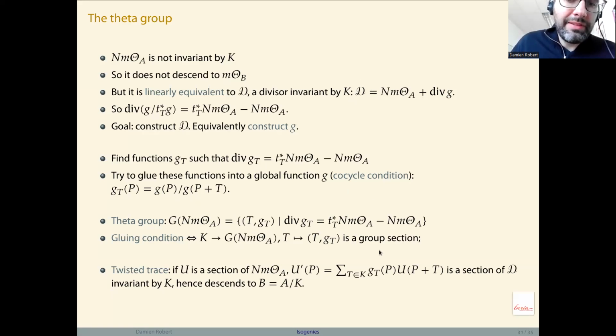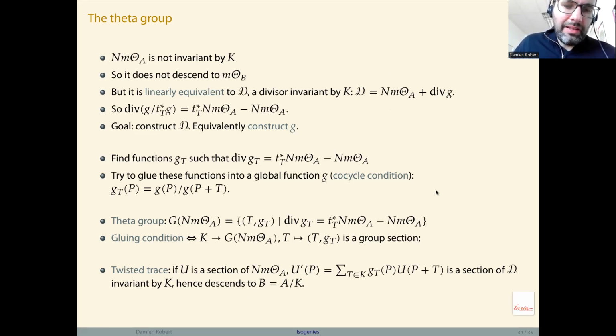And once I have G, I can construct my divisor D and look at the trace of a function on D. But actually, I can write it directly on nm theta A, which means that using this isomorphism, the trace on D will correspond to this twisted trace on nm theta A. So what this means is that once I have my functions Jt that glue together, if I take this trace here, this is a function that will be invariant under translation by K, so it will descend to B.